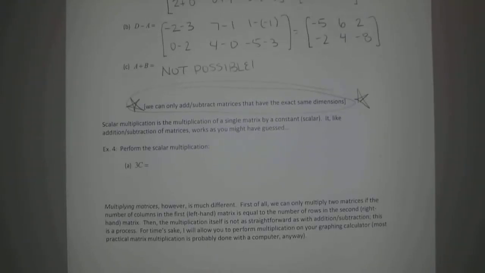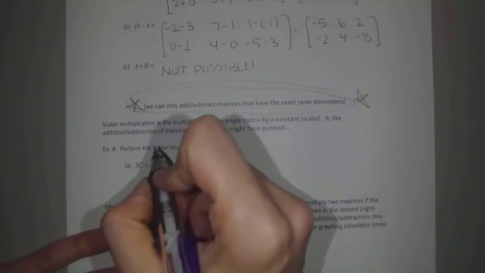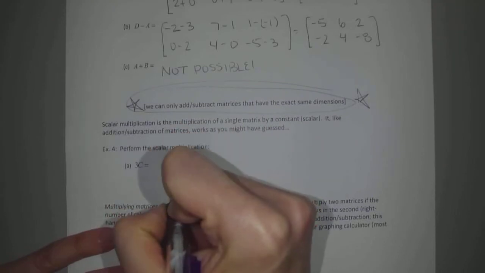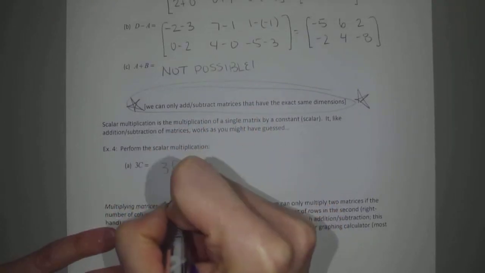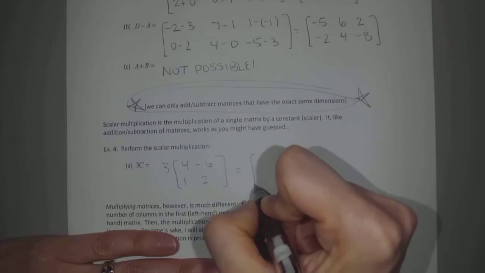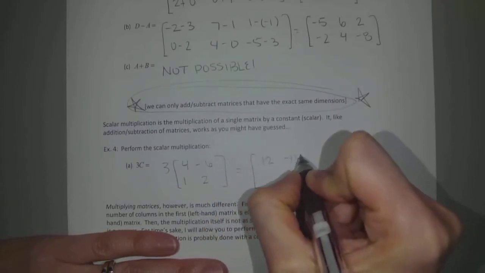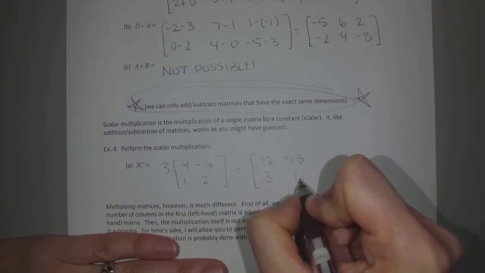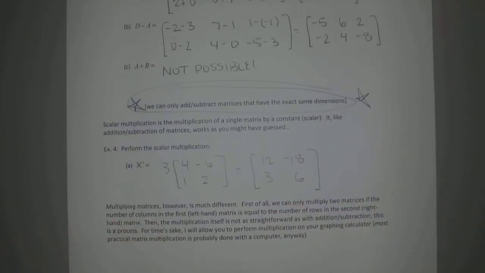So I told you don't worry about putting C in there. Why? Because we can do this fairly easily by ourselves. So 3 times the matrix C is just 3 times literally the matrix C. So guess what we're going to do to every element or every entry? Multiply it by 3, okay? So we're just distributing it to every entry. So you should get 12, negative 18, 3, and 6. I did that on my calculator. Woohoo! And you did, and it checked out, right?